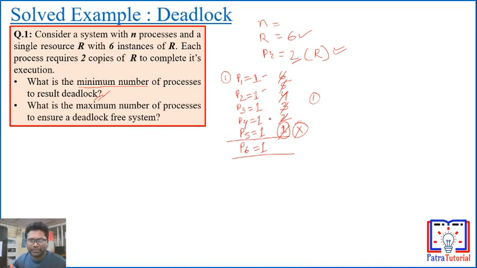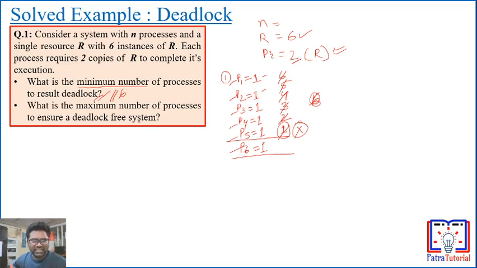Okay, so the minimum number of processes we need for this system to be in deadlock state is 6. So this is the answer: 1, 2, 3, 4, 5 and 6. So the answer is 6 here. Okay, and second question, what is that?